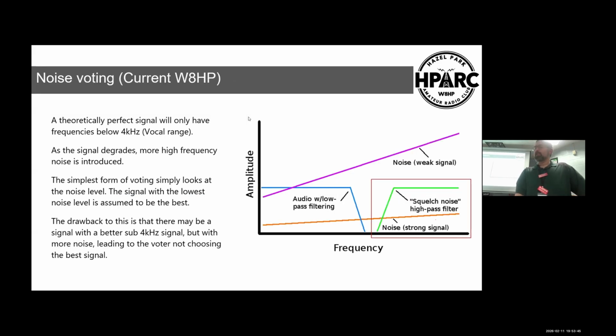So this is how our current voter works. Theoretically, a perfect signal will only have content in the vocal range, so below 4 kilohertz. As you get more and more noise, you have more and more of a high frequency component. So the way the current repeater works, it just looks for the signal with the lowest high frequency noise component and assumes that's the best.